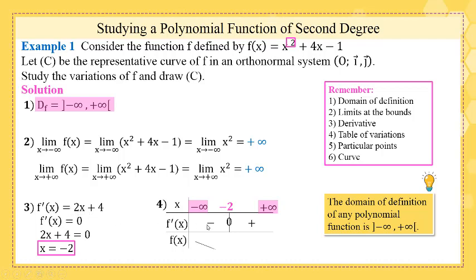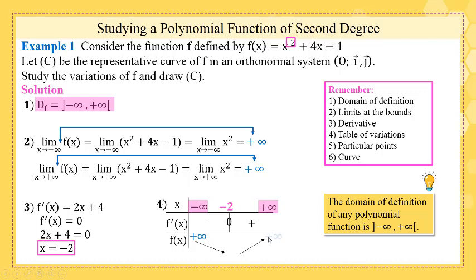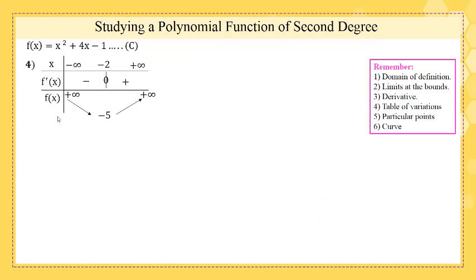Now, since f prime of x is negative, f is decreasing, and since f prime of x is positive, f is increasing. Let us look at the limits. Since the limit of f of x as x tends to minus infinity equals plus infinity, here we will write plus infinity. Since the limit of f of x as x tends to plus infinity equals plus infinity, we will write plus infinity here. f of minus 2 equals minus 5. As you see, the point of coordinates (minus 2, minus 5) is the minimum point of the curve.